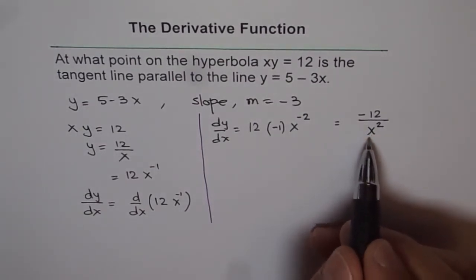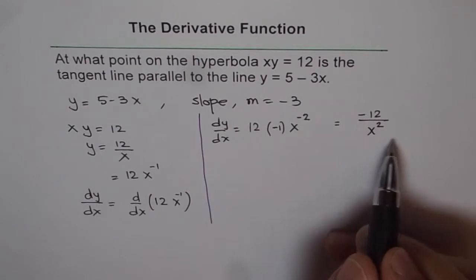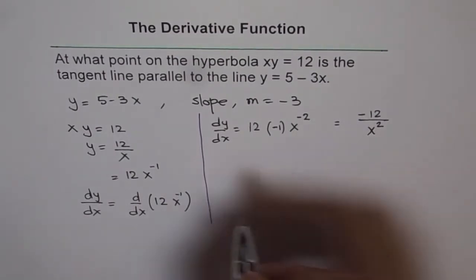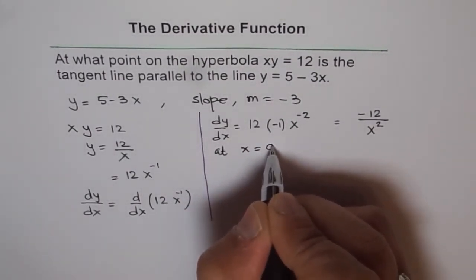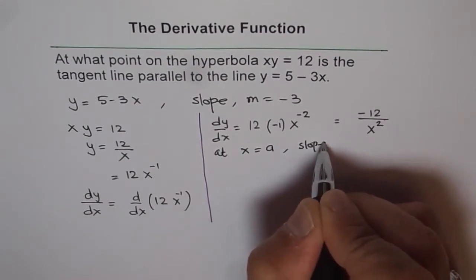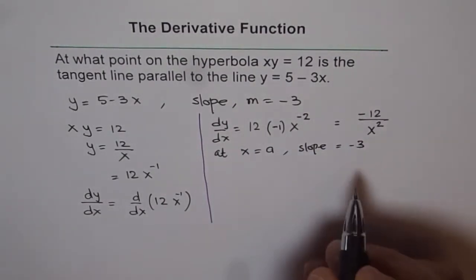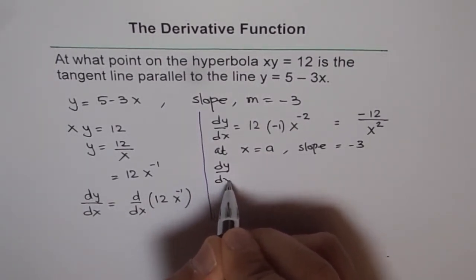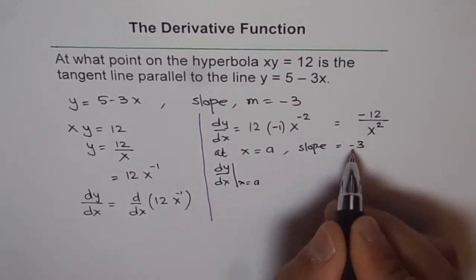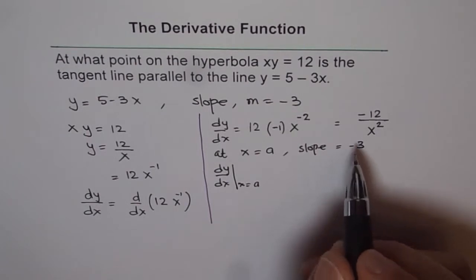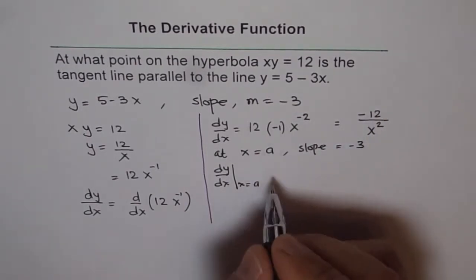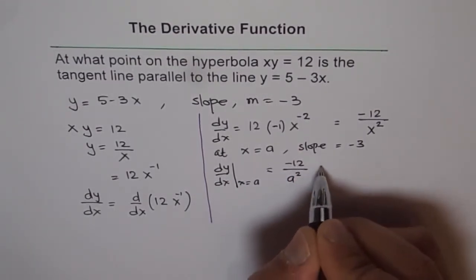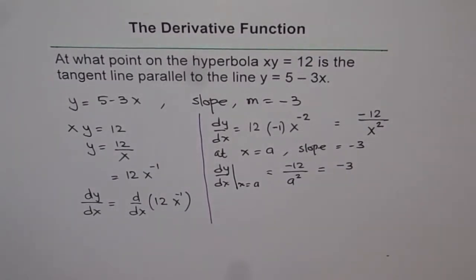Now we need to find the point x so that at that point we get a slope of minus 3. So let us say at x equals a, slope equals minus 3. Now let's equate it. We are saying that dy by dx at x equals a, we need a slope of minus 3. But what is the slope? The slope is minus 12 over x squared, so we replace x with a. We say minus 12 over a squared should be equal to minus 3. That is what we're trying to say.